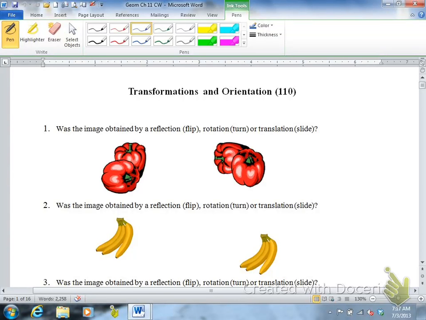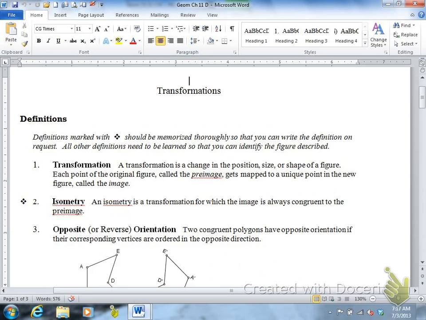Welcome to this video beginning chapter 11 in our geometry class, Transformations and Orientations. This is a short chapter. Hopefully you'll enjoy it. A lot of pictures. So if you take your class notes out and your definitions. First let's start with the definitions. We have quite a few about transformations.